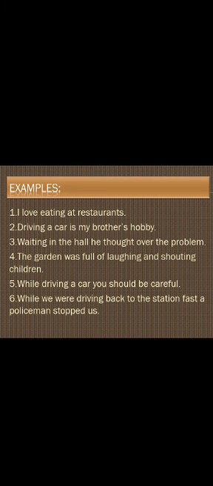The sixth, while we were driving back to the station fast, a policeman stopped us. In this sentence, we were driving, and don't mix it with other rules of gerund or participle one. It is so simple because here driving is past continuous. We use the forms of the verb to be in the past or in the other tense form and ing.